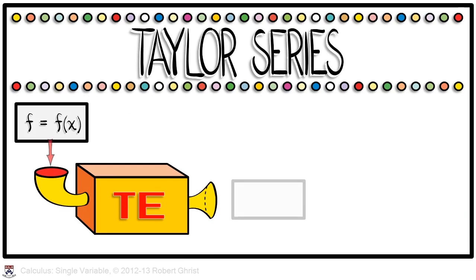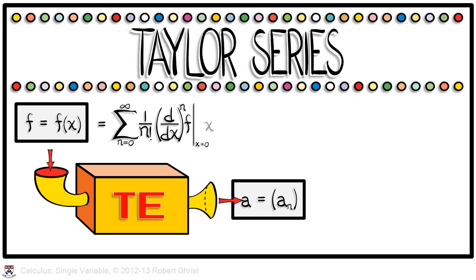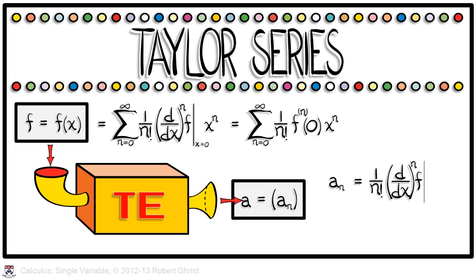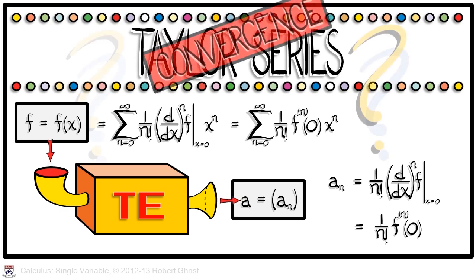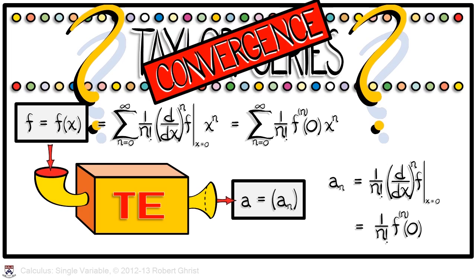Taylor expansion is really a means of turning a function into a sequence of coefficients, which, when reconstituted into a power series, gives you the original function back. In Taylor expansion about, say, x equals 0, we know that these coefficients are the nth derivatives of f at 0 divided by n factorial. But now we can return to the issue of convergence of Taylor series.